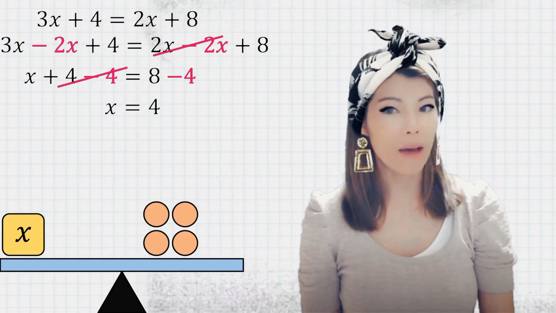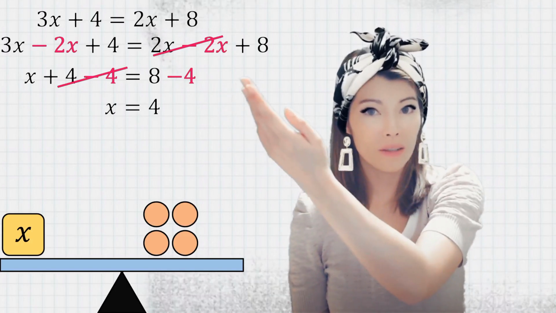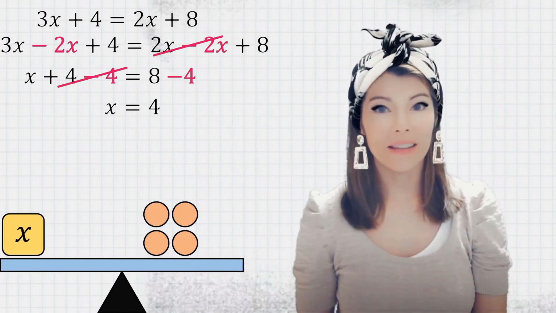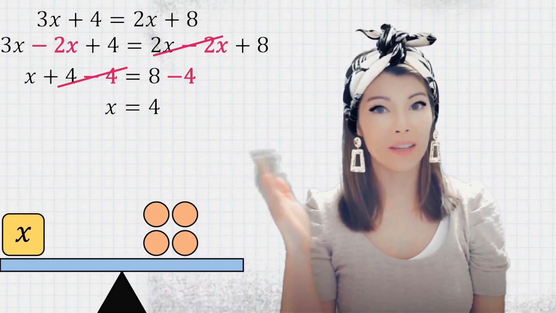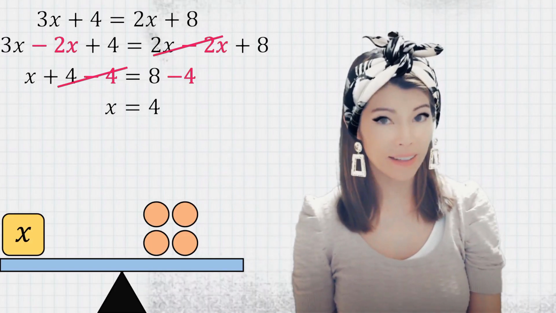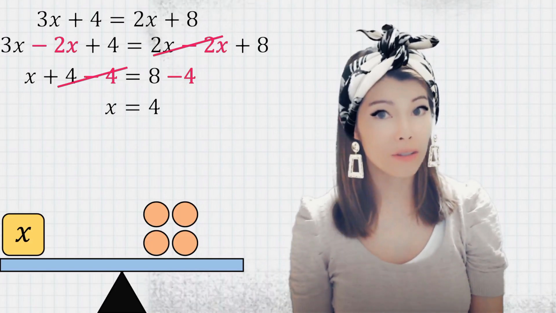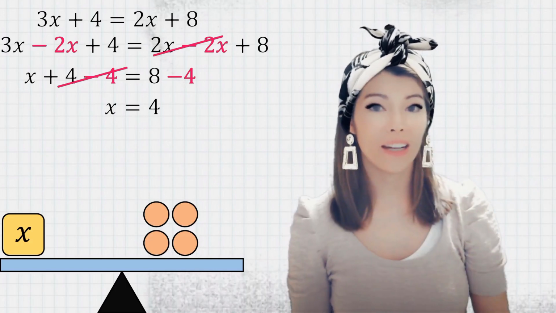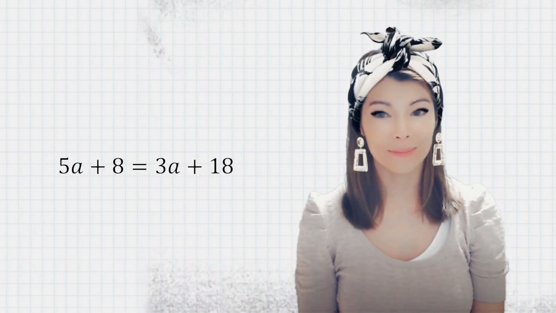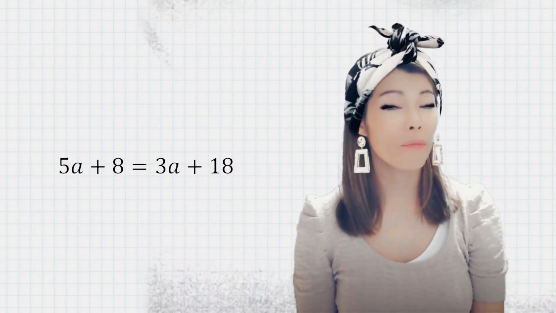So just to recap, the first thing you do when you see x's on both sides is to get rid of it. Subtract the variables from both sides so you only have x's on one side. And then you can solve like you did before. If you've forgotten how to solve equations, click on the corner and it'll take you to that video. Let's try one more, this time without a diagram.